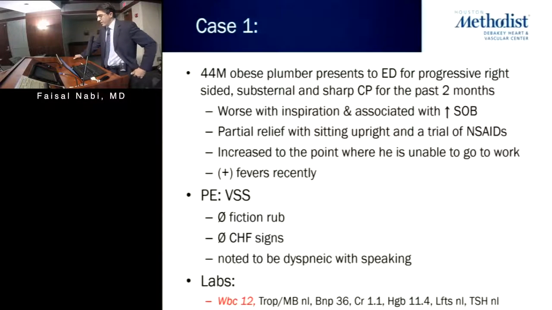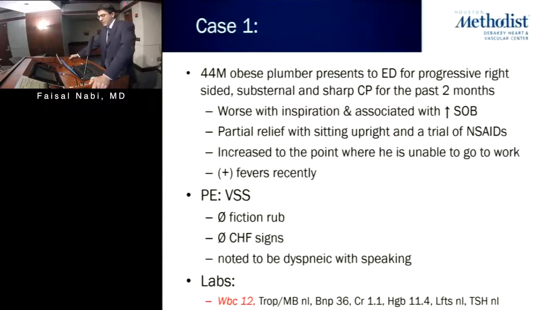sharp chest pain for the past 2 months. He reports it's worse with inspiration and it's now associated with increasing shortness of breath. It's partially relieved with sitting upright, and he's noted that he does get relief with NSAIDs, which his primary care physician prescribed. However, it has now increased to the point where he almost describes it as 10 out of 10, to where he's unable to go to work, and he's also now noted onset of fevers.